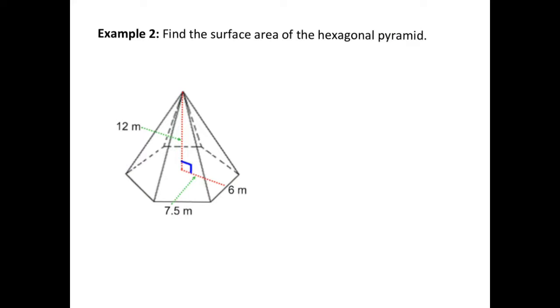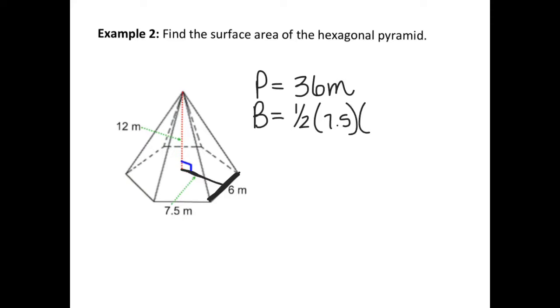All right, so let's look at what we know. First of all, perimeter of the base. This is a hexagonal pyramid. That means that the base is a regular hexagon. One side is 6, so that means that the perimeter is 36 meters. I need to find the area of the base. I already know that the apothem is 7.5. So the area of the base is 1/2 times the apothem times the perimeter.